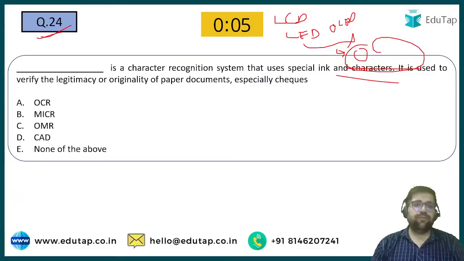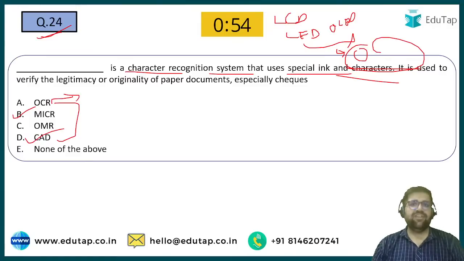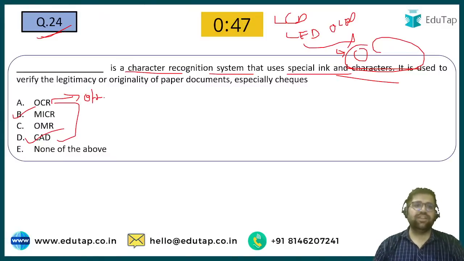Okay, question number 24. Dash is a character recognition for which special ink characters are used. Yes, the answer is MICR. But tell me the full forms of all these things. CAD we have discussed. What is the full form of OCR? Repeat with me, I'm not waiting for much of your time. OCR is optical character recognition. MICR is magnetic ink character recognition. OMR is optical mark recognition. Here C is character, here M is mark. So remember these basic full forms.